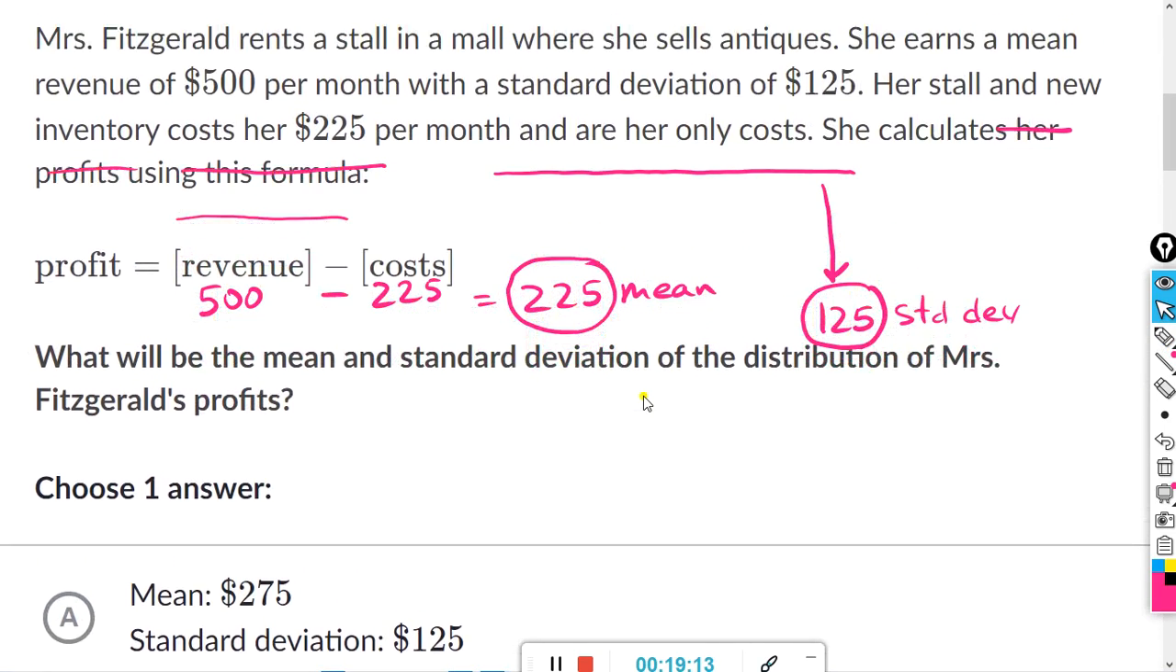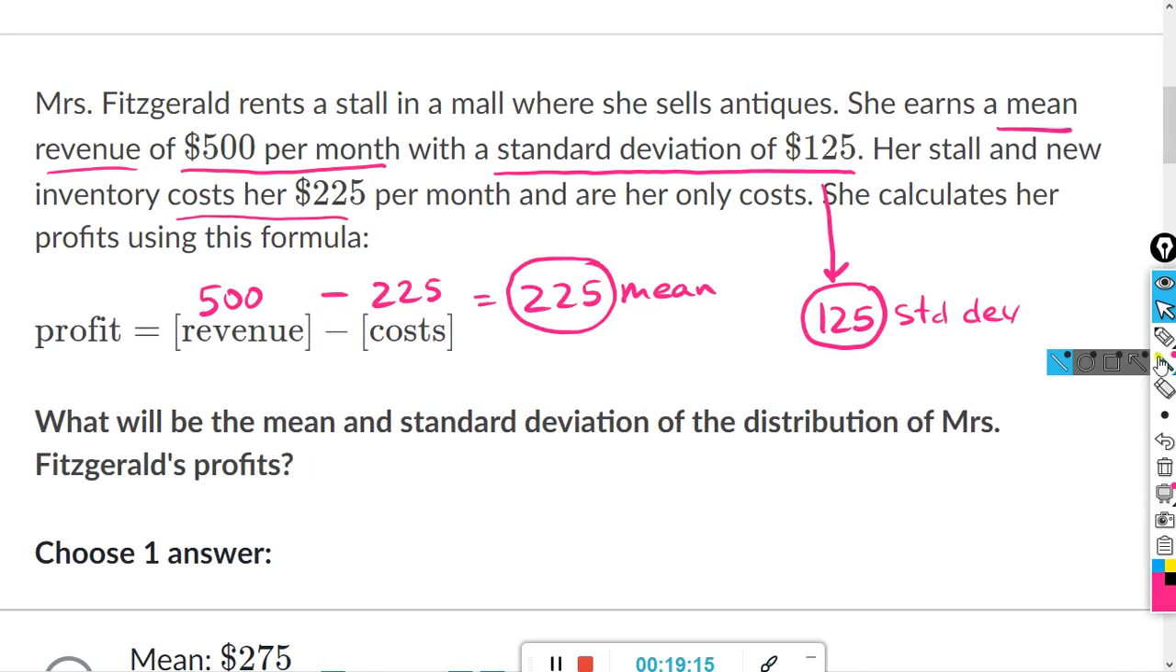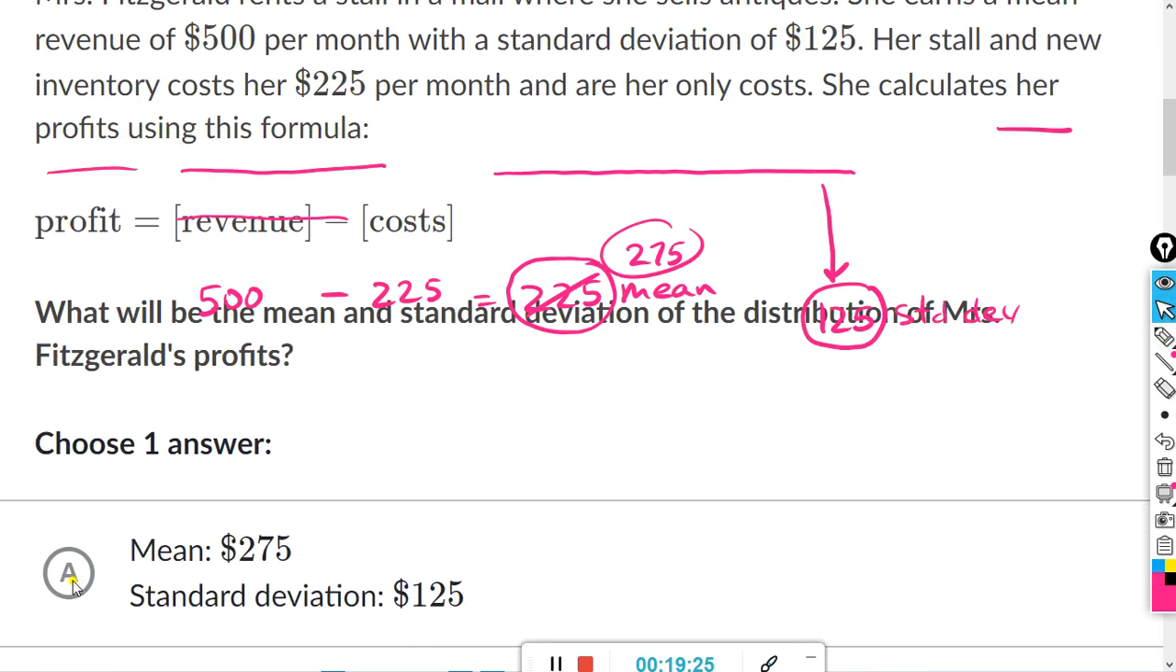Did I subtract the wrong way? Yes, I did. 500 minus 225 is 275. Thank goodness for multiple choice. 275 and 125. Answer A.